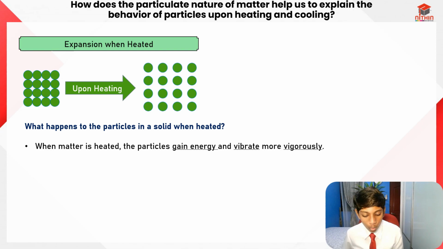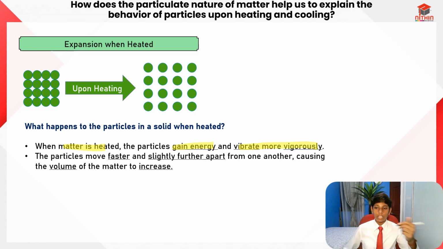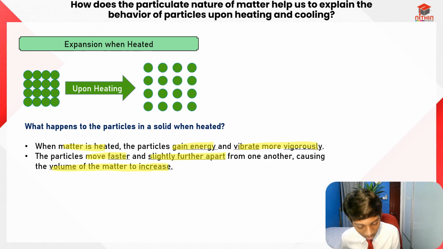Okay, first off, when matter is heated, the particles gain energy and vibrate more vigorously. So they gain heat energy, but you can't say gain heat energy. You can only say gain heat or gain energy, okay? So I hope you understood that. So they gain energy and vibrate more vigorously. The particles move faster and slightly further apart from one another, causing the volume of the matter to increase.